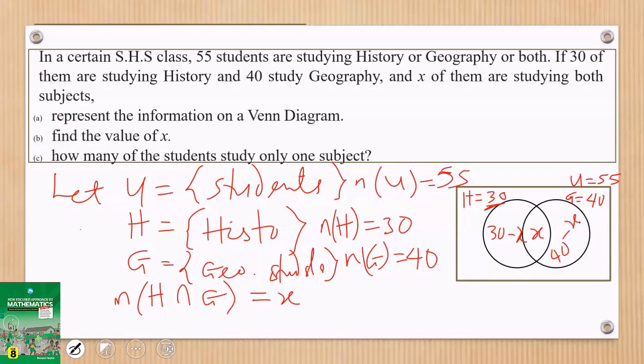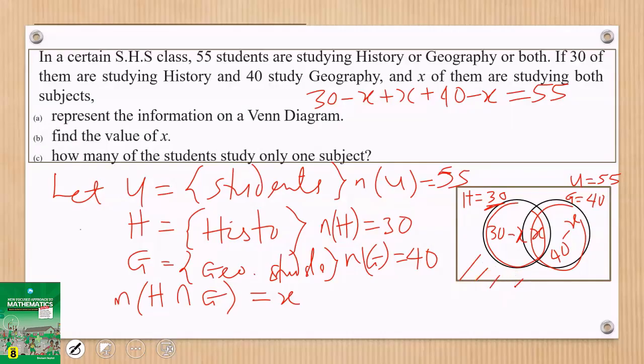Because the question wants us to find the value of X, we know that if we add all the elements in the regions together, it should give us 55. So we can say 30 minus X plus X plus 40 minus X should give us 55. That is what we have learned, the universal set: all the elements in the set. There isn't anybody outside the two sets, so there's no complement here.